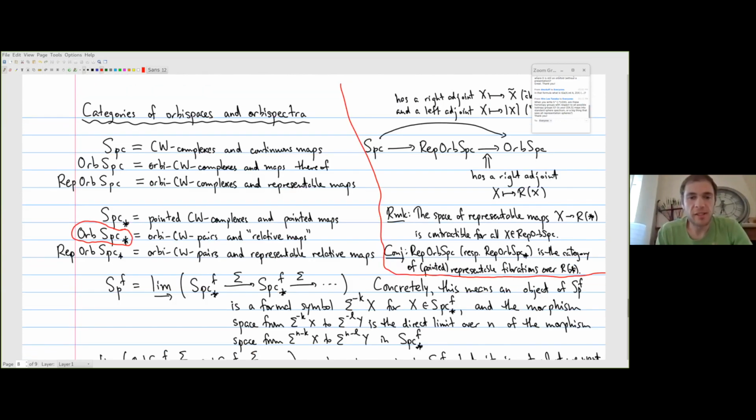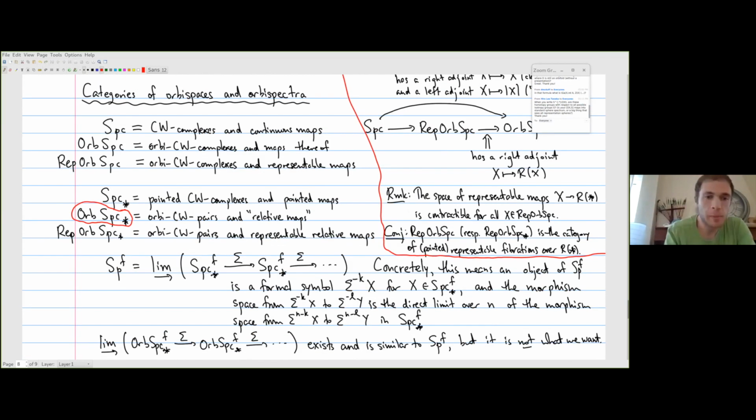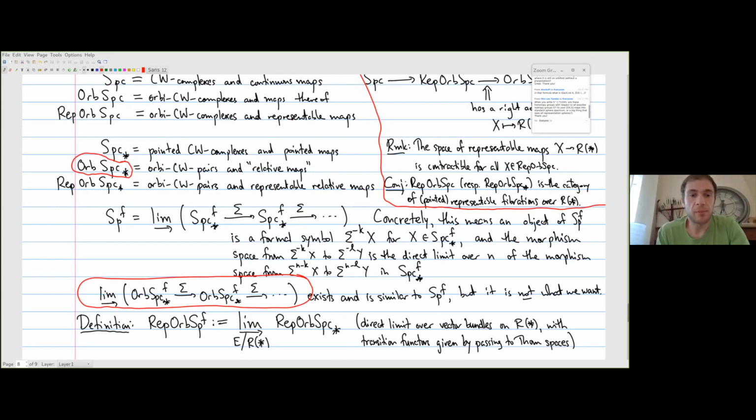Right. In this category here, you're allowed to desuspend by a vector bundle all of whose isotropy representations are trivial, because those are the ones which embed into trivial vector bundles. So we don't want that. We want something where we can desuspend by anything. So instead, I'm going to make this definition.